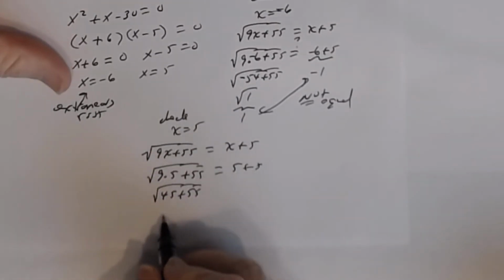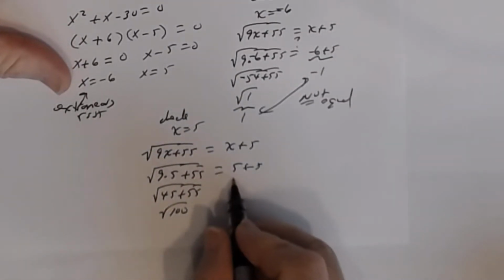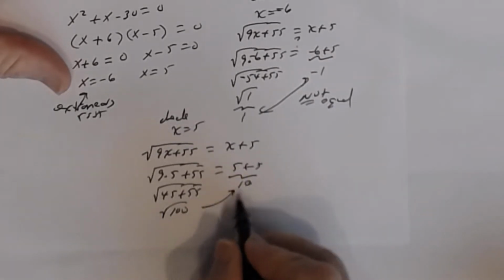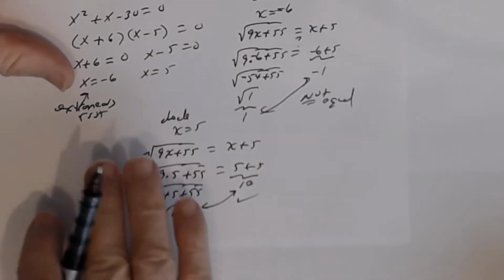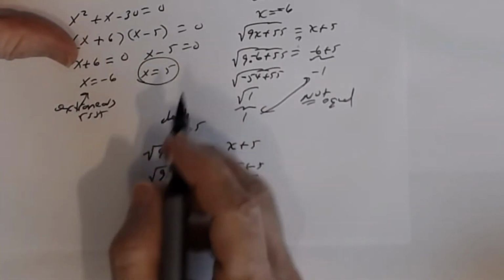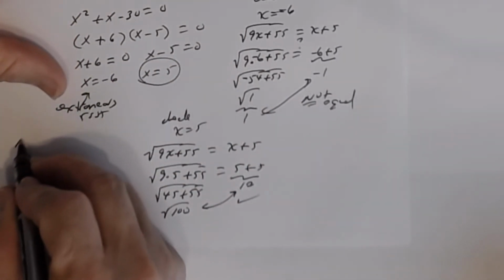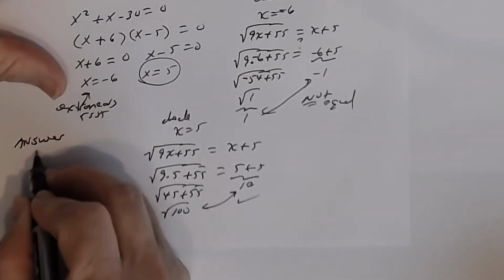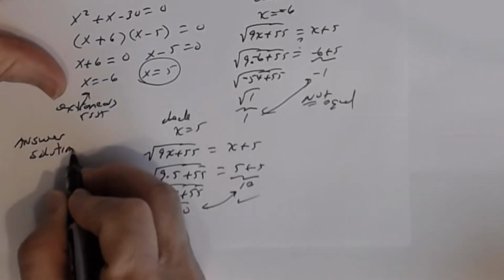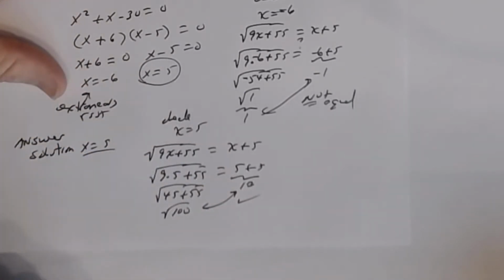45 plus 55 is 100, and so the square root of 100 is 10, and this is 10, so those are equal to each other. So 5 is a solution. So in terms of your answer, you're going to say x equals 5. That's the only thing you're going to write.